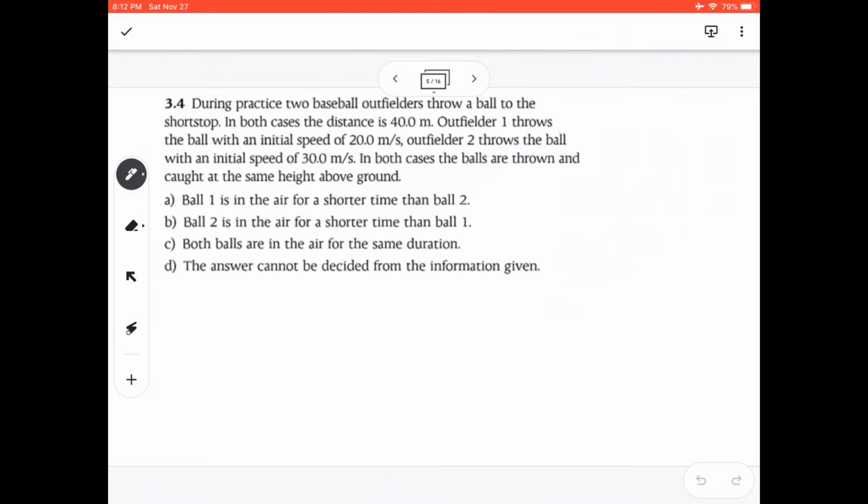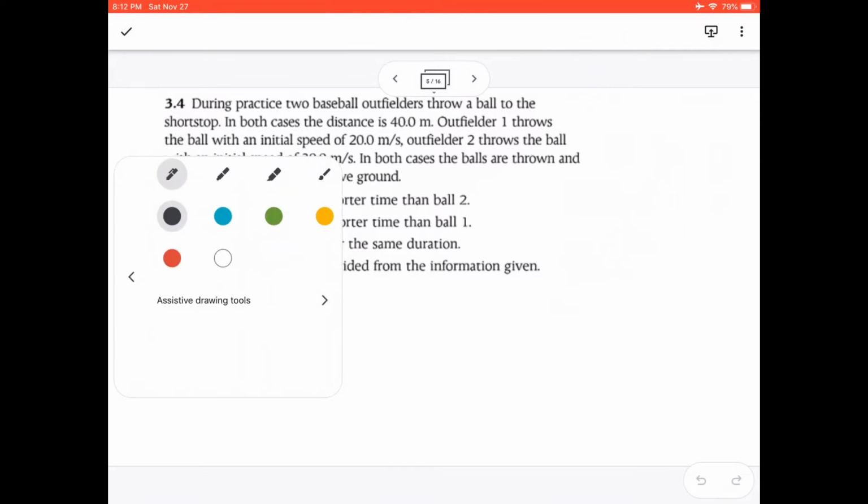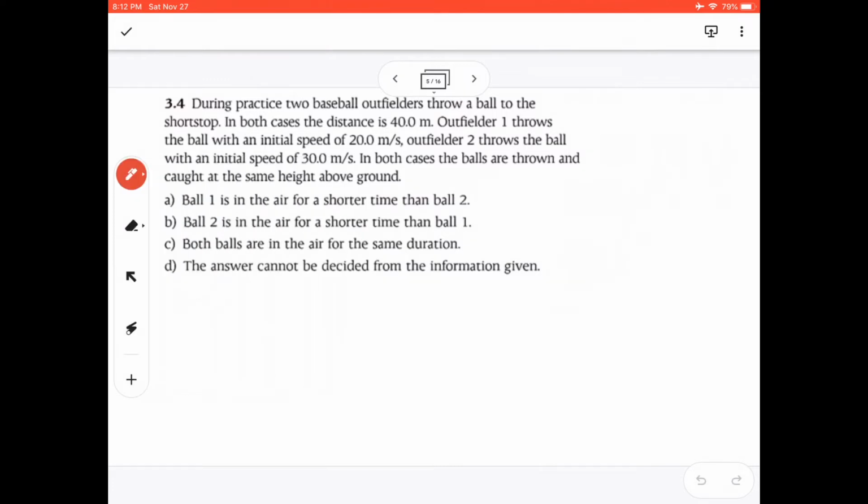Okay, so this situation doesn't have a question. So you don't know what to answer. Basically, we just say that the answer cannot be decided upon the information given. And even if the question is given, let's say what is the range of the ball which outfielder 1 throws, we will not be able to answer it as well because there's no angle given.